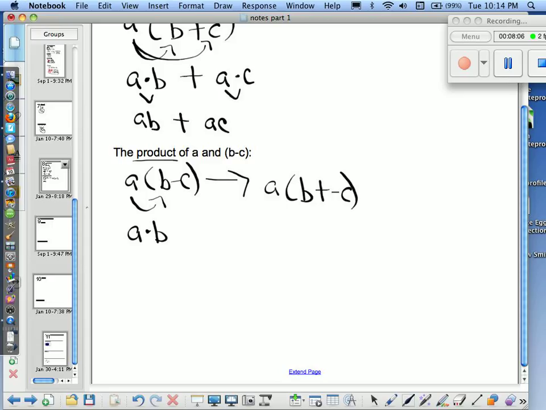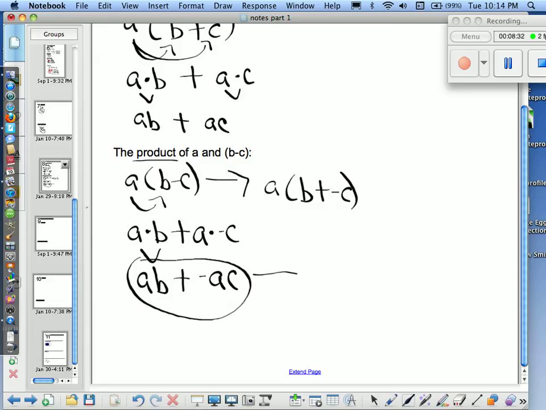So if that's the case, we've got A times B, and I'm going to rewrite it as plus A times negative C. So A times B means AB plus negative AC. This negative sign can be put out in front. And if you like it better without that plus sign, you can rewrite it as AB minus AC. They mean the same exact thing.